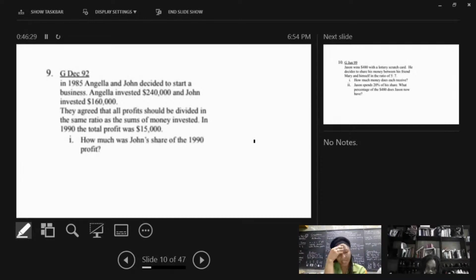Number 9. In 1985, Angela and John decided to start a business. Angela invested $240,000 and John invested $160,000. They agreed that all profits should be divided in the same ratio as the sums of money invested. In 1990, the total profit was $15,000. How much was John's share of the 1990 profit?